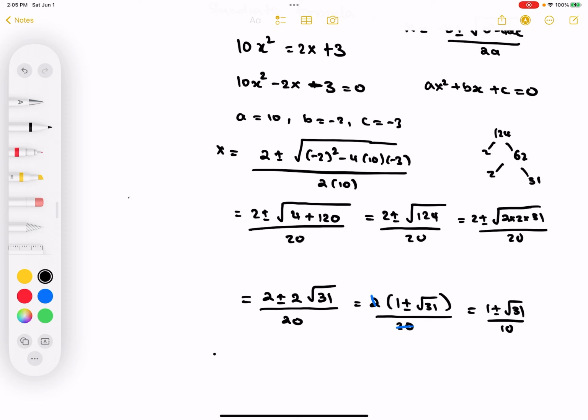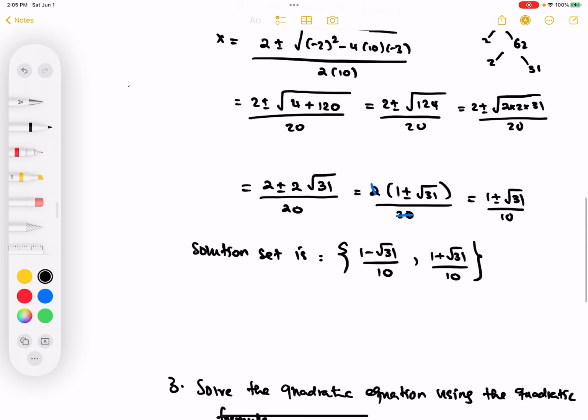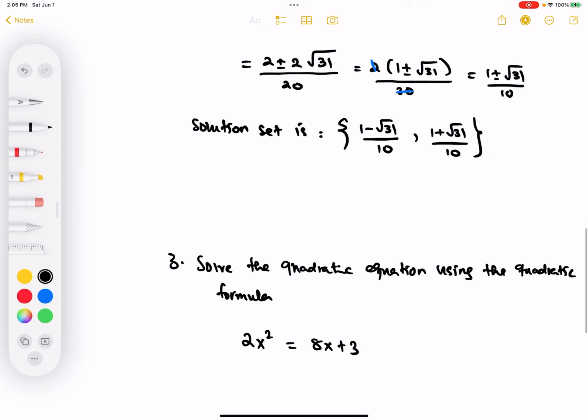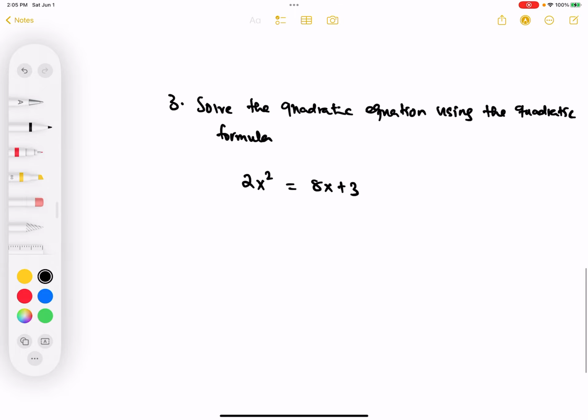So for the solution set, the first one you can write is 1 minus root 31 over 10. The second one is 1 plus root 31 over 10. This is the solution set. When you use the quadratic formula, please be careful when you substitute the coefficients into the formula.